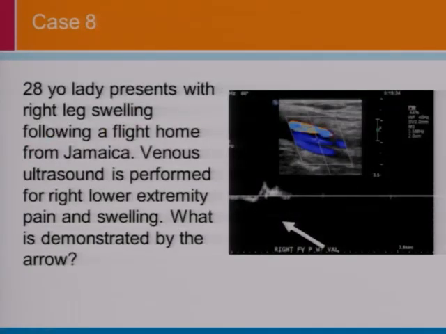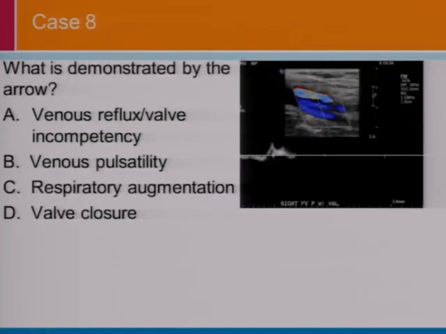Okay. All right, a 28-year-old lady presents with right lower extremity swelling following a flight home from Jamaica. A venous ultrasound is performed for right lower extremity pain and swelling. What is demonstrated by the arrow? And this arrow should be pointing right here. Okay, is this valve reflux or valve incompetency, venous pulsatility, respiratory augmentation, or valve closure?